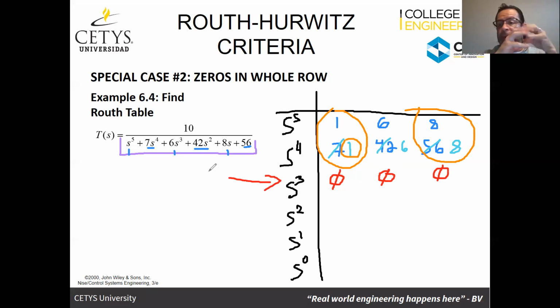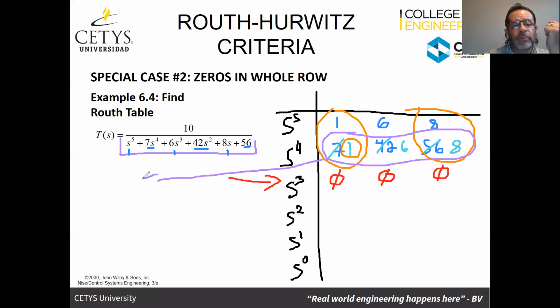So we can't continue the tabulation. We're stuck. We can't put an epsilon here because even if we put an epsilon there, the rest of the tabulation is not going to work because of the rest of the zeros. So what we do here is that we're going to take what's called an auxiliary polynomial. We're going to grab this one here and create a polynomial with it, bringing it over here, to use to be able to do the rest of the tabulation.